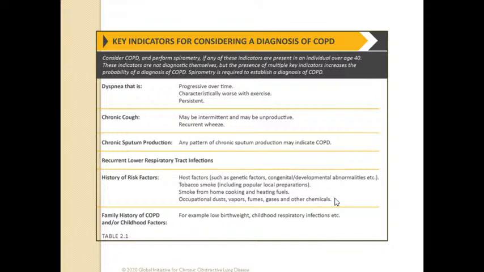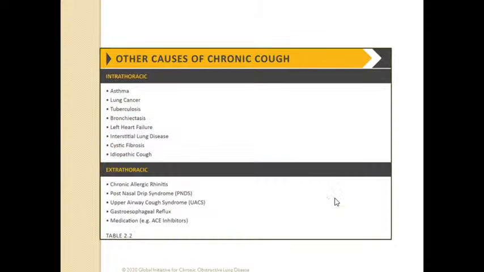But dyspnea in COPD is progressive over time. It is characteristically worse with exercise and persistent. Chronic cough may be intermittent and may be unproductive. Any pattern of chronic sputum production may indicate COPD. And history of risk factors, including host factors, tobacco smoking, occupational, I talked about it.